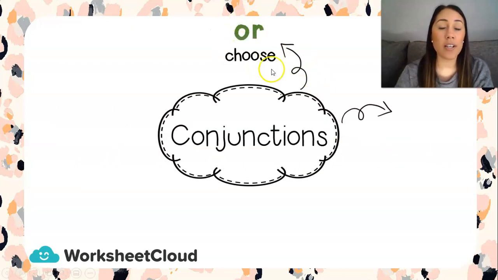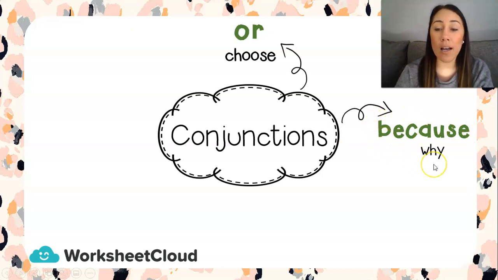Okay, so now we've looked at or. We're going to look at our next conjunction, because. Now, because tells us why something has happened. So something happened because of something else. So let's have a look at an example.